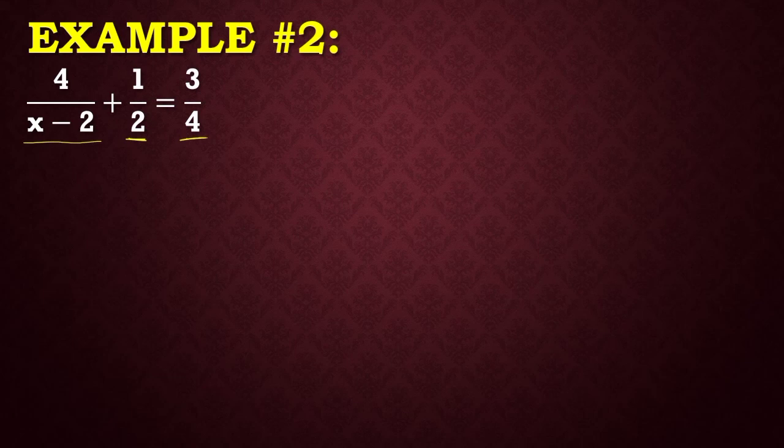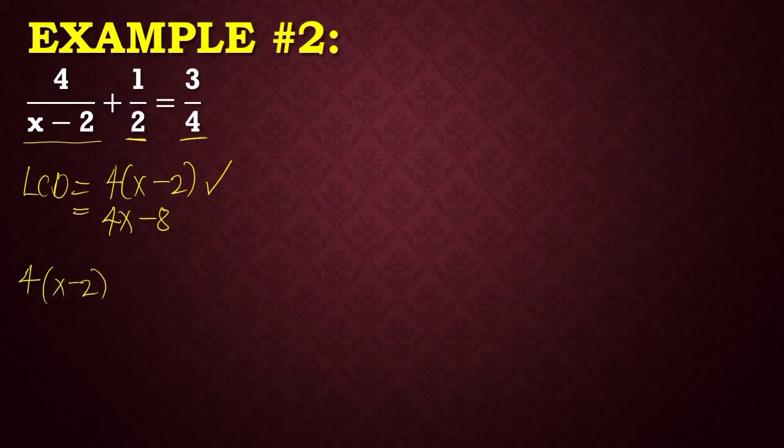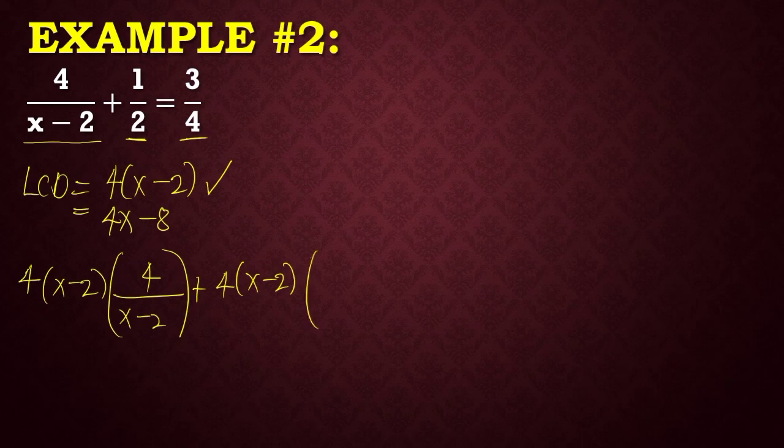So, ano ang LCD nito? That is 4 times x minus 2. O pwede rin natin siyang i-multiply 4x minus 8. So, kaya lang, ito lang ang gagamitin nating LCD, para makita natin yung mga makakancel. So, magiging ganito siya. 4 times x minus 2 times 4 all over x minus 2 plus 4 times x minus 2 times 1 half is equal to 4 times x minus 2 times 3/4.